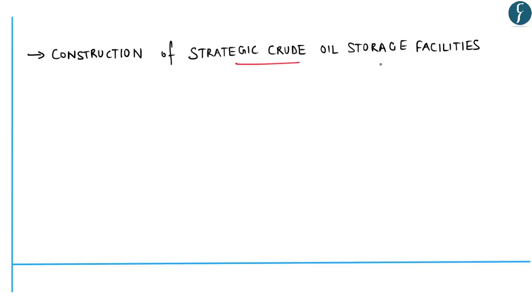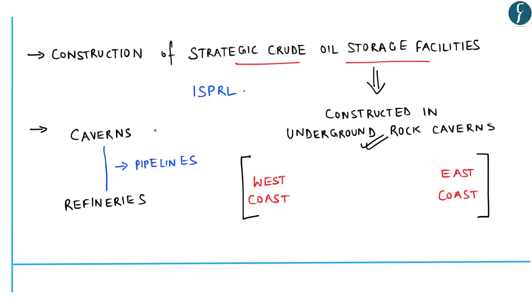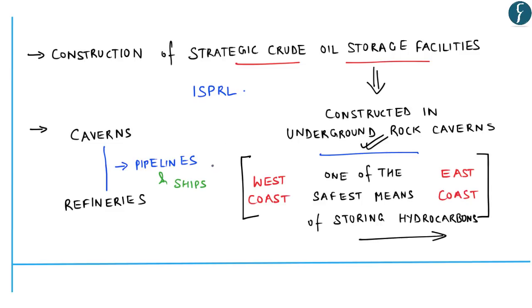Now, this construction of strategic crude oil storage facilities is being managed by ISPRL, that is Indian Strategic Petroleum Reserves Limited. Now, these crude oil storages are constructed in underground rock caverns, and these underground rock caverns are located on the western coast as well as on the eastern coast of India. Now, crude oil from these caverns is supplied to Indian refineries either through pipelines or through a combination of pipelines and ships. These underground rock caverns are considered to be one of the safest means of storing these hydrocarbons. Thus, this information on strategic crude oil storage facilities becomes important from a prelims perspective, as questions may be asked with respect to these underground rock caverns as well as the fact that these are located on the western coast as well as on the eastern coast.